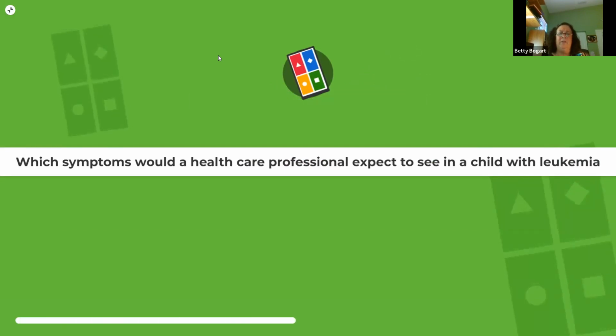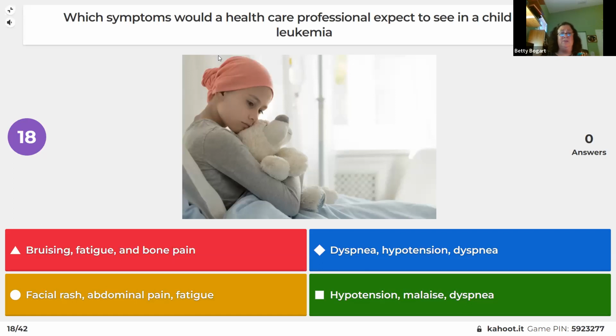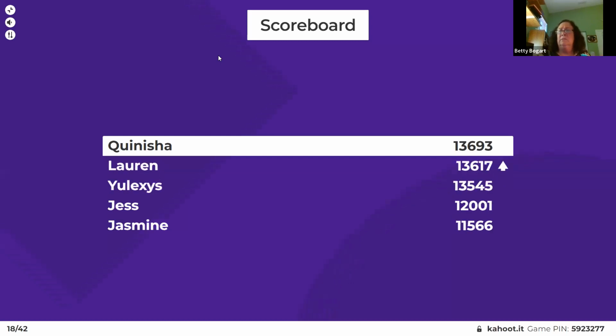Which symptoms would a healthcare professional expect to see with a child with leukemia? My next door neighbor, classic signs. Remember, leukemia, your blood counts are going to be very low. Your white count's going to be nothing. And what are you going to see? Bruising, fatigue, bone pain, low hemoglobin hematocrit, low white count.